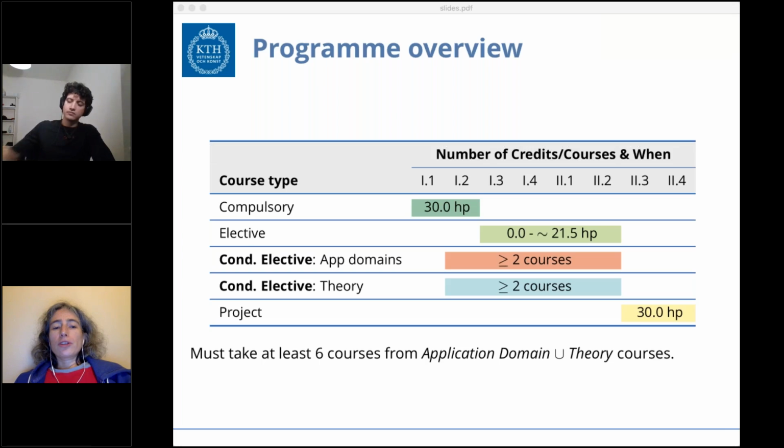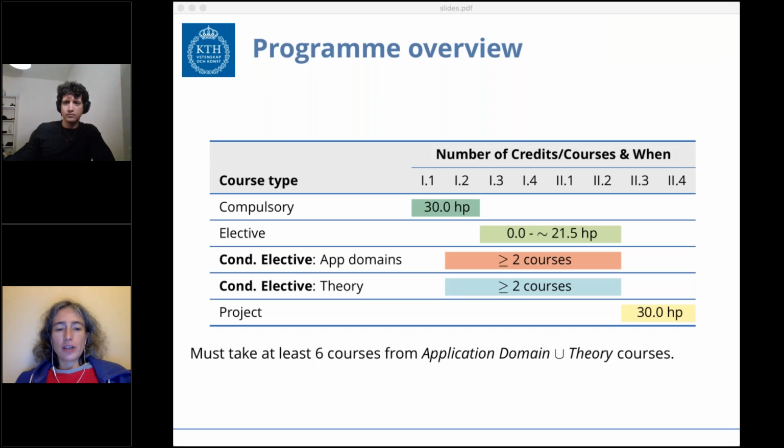So now I'm going to go into the specifics of the program and its structure and the type of courses that make up the program. Okay, so at a high level, there are 3 sets of courses that you can take. There will be the compulsory courses, and you mainly do those in the first semester that you take in year 1. So I should say at KTH, each year is divided up into 2 semesters, semester 1 and semester 2. And then each semester is split into 2 periods. So in semester 1, you have period 1 and 2. And then in semester 2, you have period 3 and 4.